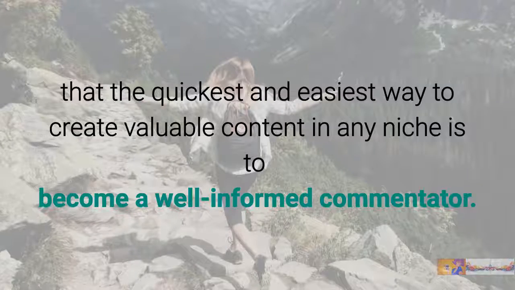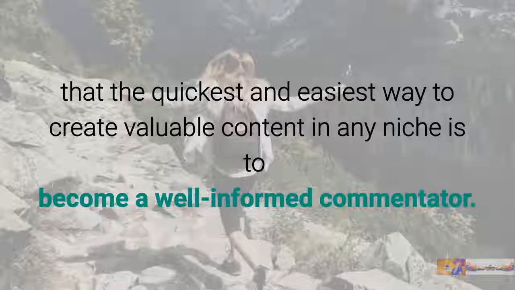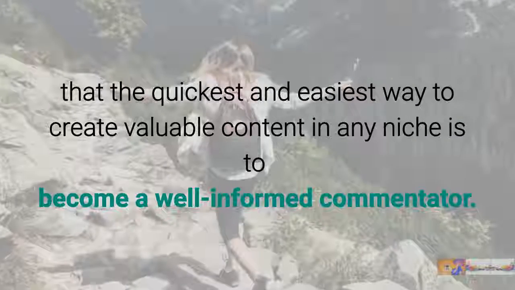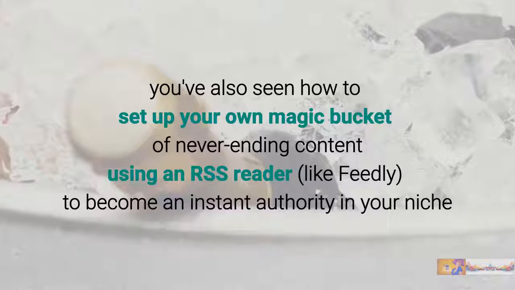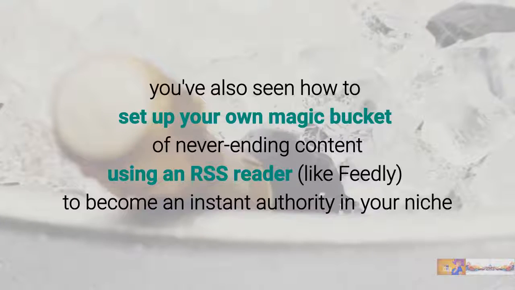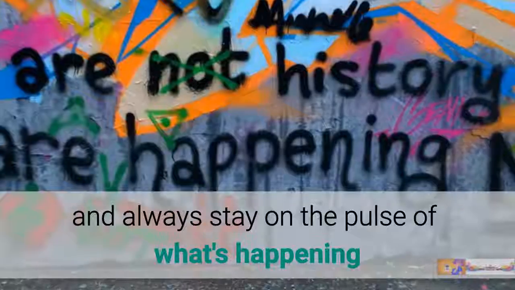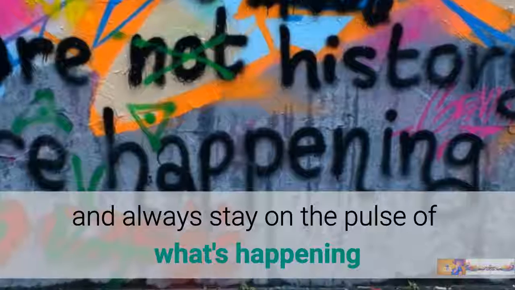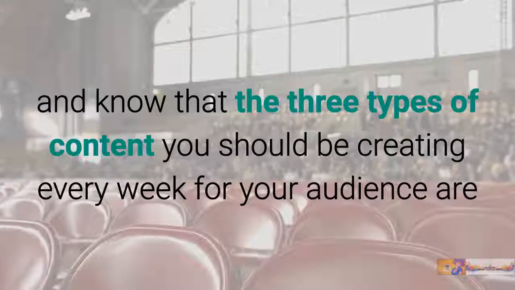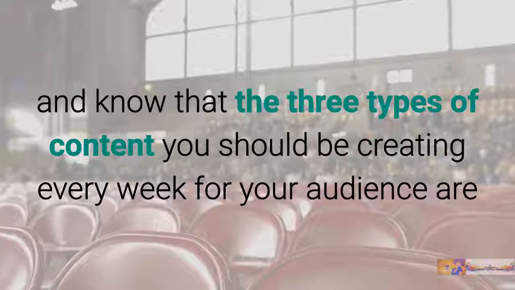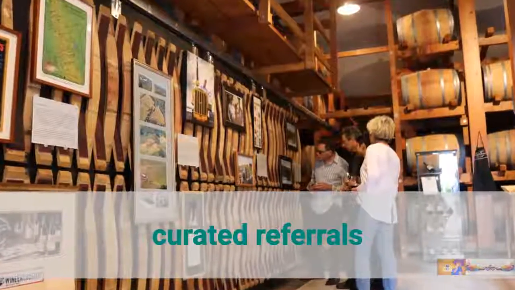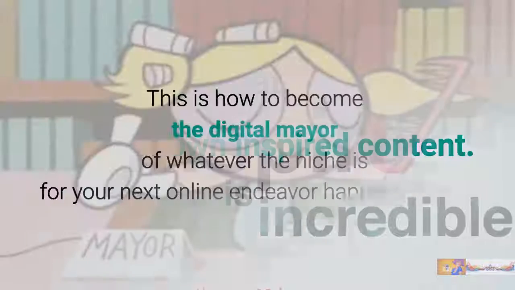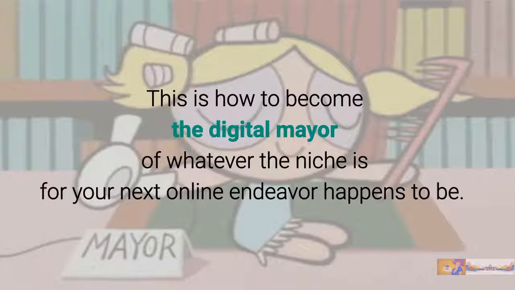So just to recap, you now know that the quickest and easiest way to create valuable content in any niche is to become a well-informed commentator. You've also seen how to set up your own magic bucket of never-ending content using an RSS reader like Feedly to become an instant authority in your niche and always stay on the pulse of whatever's happening. And you know that the 3 types of content that you should be creating every week for your own audience are direct referrals, curated referrals, and your own inspired content. This is how to become the digital mayor of whatever the niche is for your next online endeavor.